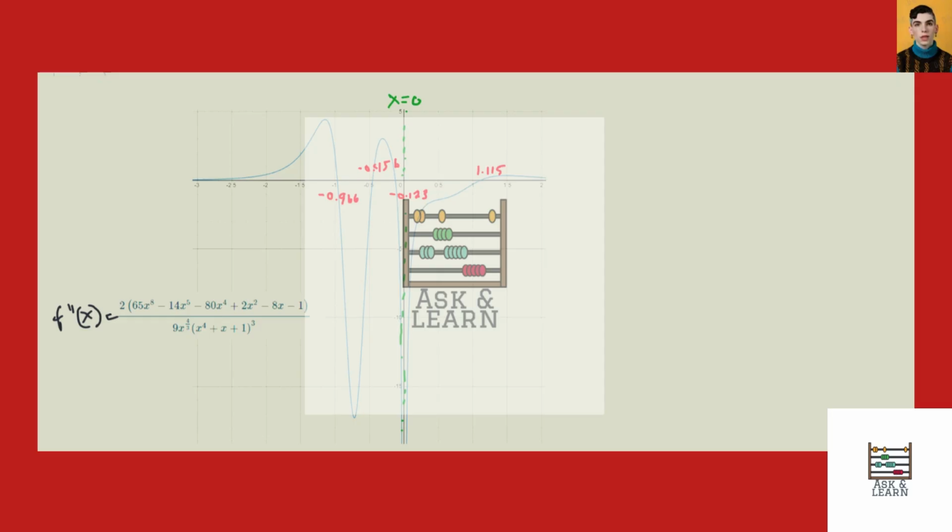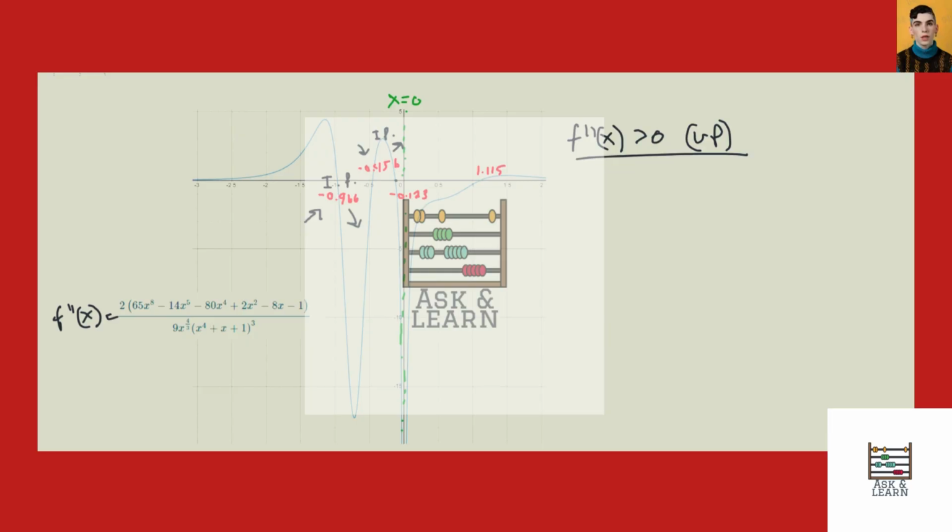To the left of negative 0.966, it looks like our second derivative is positive. So remember, f double prime of x strictly greater than 0 means we're going to be concave up. So we're up, and then after that point it's down. So that means here we will have a point of inflection because concavity changes. Our next point, well, it's concave down to the left and concave up to the right, so point of inflection.